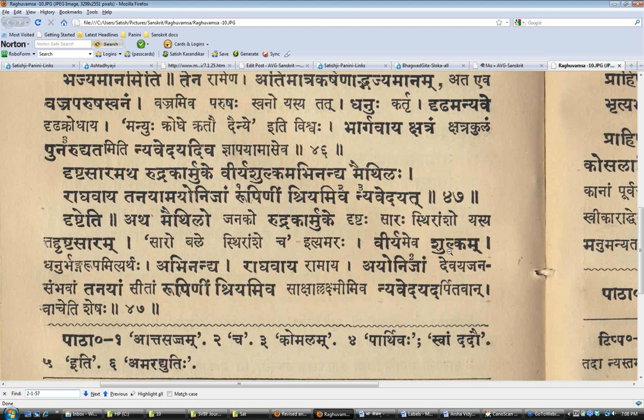Karmadharaya compound, Viryam Eva Shulkam. This also comes from that Bahulam, Visheshanam Visheshyena Bahulam. So this Viryam is like a Visheshanam for the Shulkam. It tells you what the Shulkam is. Now he gives his commentary on that, which is Dhanur Bhanga Rupam Ityarthaha. So this Shulkam, this condition, stipulation, or the price, for Sita's hand was in the form of breaking the bow.